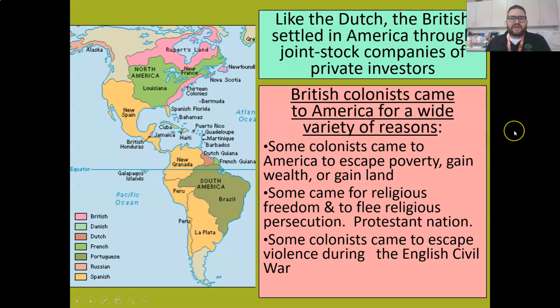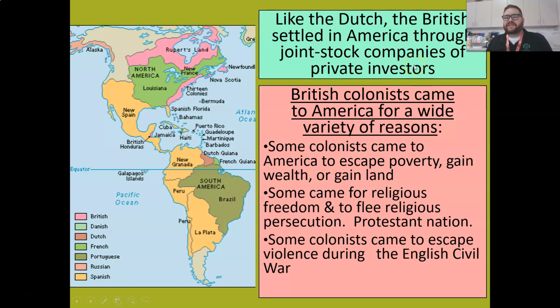And so like the Dutch, the British settled in America through what's called joint stock companies and private investors. People invested in the settlers of Jamestown. So basically, wealthy people wanted the settlers of Jamestown to go over to find a lot of gold and silver and valuable items that they had heard the Spanish were capturing, and to bring it back. And basically, the wealthy wanted to invest in these colonies so that they could gain more wealth through the natural resources and materials coming from North America.